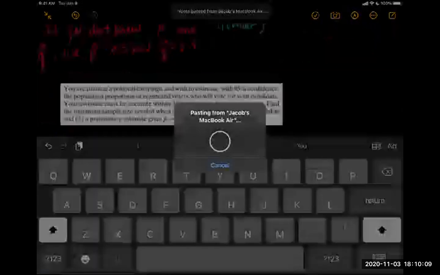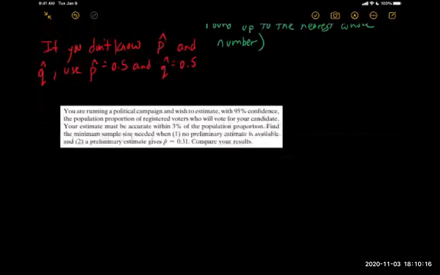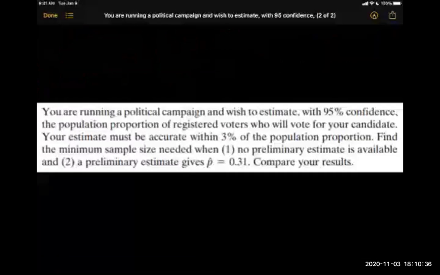Okay, so let me give you an example. Let's say, just because it's election night, that you're running a political campaign. And you want to know who's going to vote for your guy. You need your estimate to be accurate within 3%. What that means is you need a margin of error of 3%. How many people should you survey to make sure that you get an accurate result of who's going to vote for your candidate?